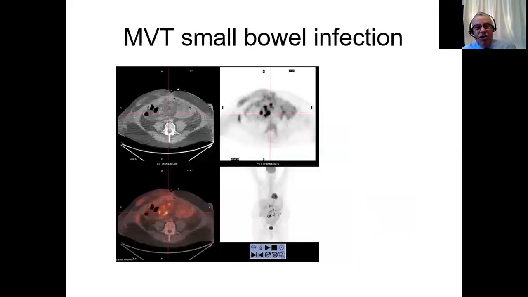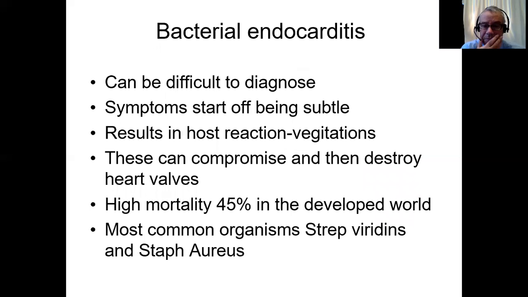And this is another patient who has had a multiple visceral transplant, so they're very immunocompromised. And again, had a fever, and we scanned their abdomen. There were these multiple focal sites of uptake, and this was a small bowel infection.